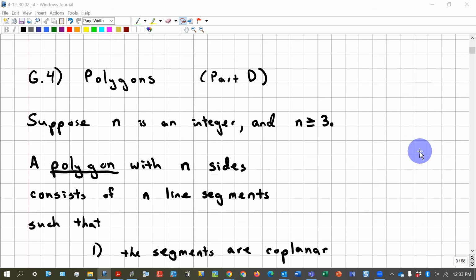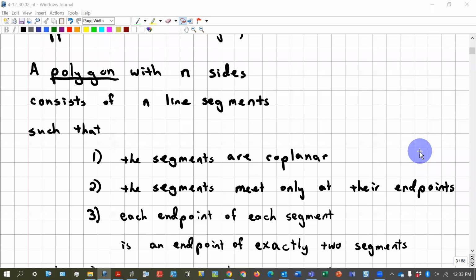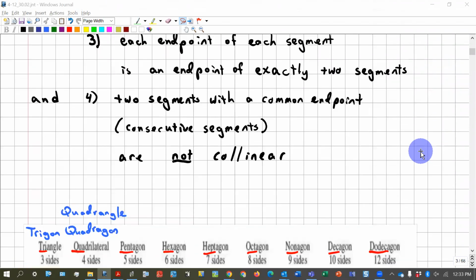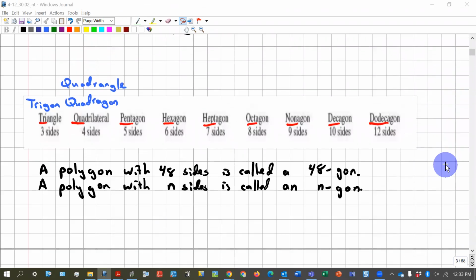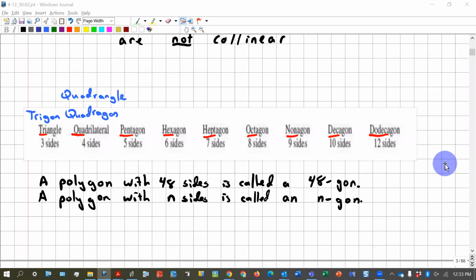And then we started looking at polygons. And we talked about what makes a polygon a polygon. We talked about the different prefixes to know up to the number 12. If you really want to, you can ask Google what the Greek name for a 48-sided polygon is.